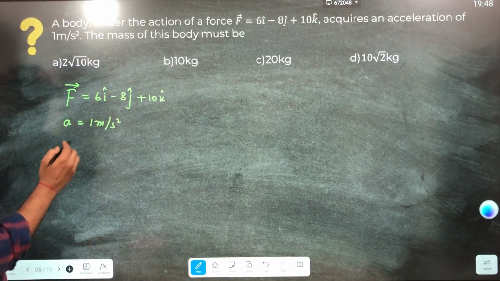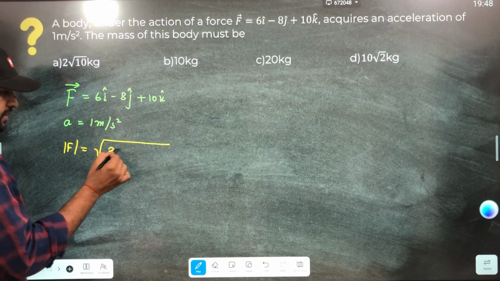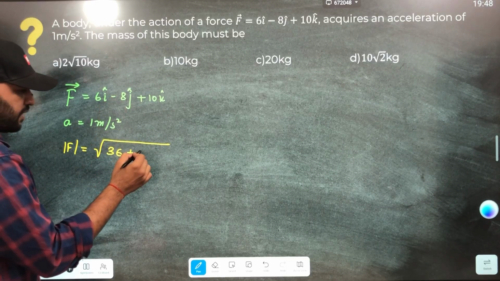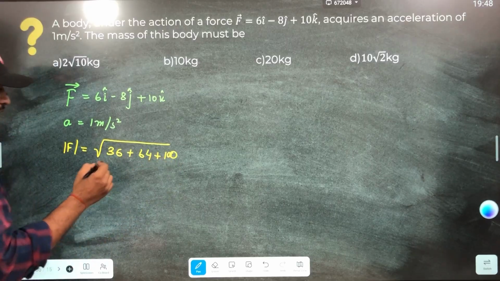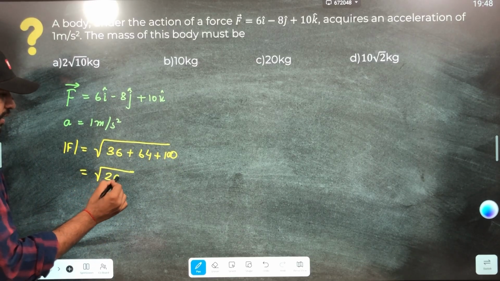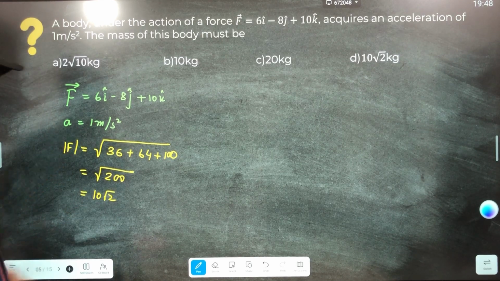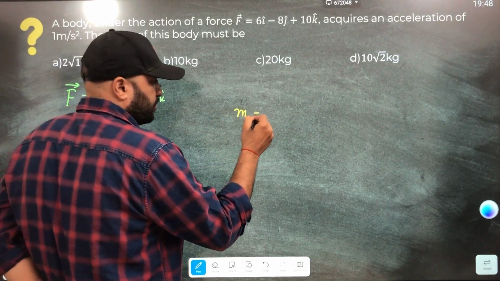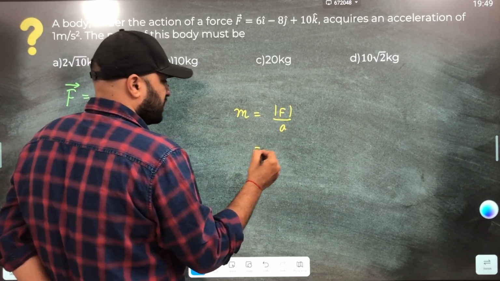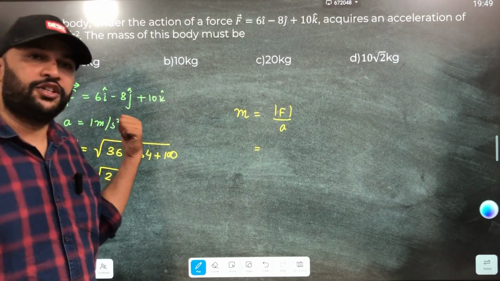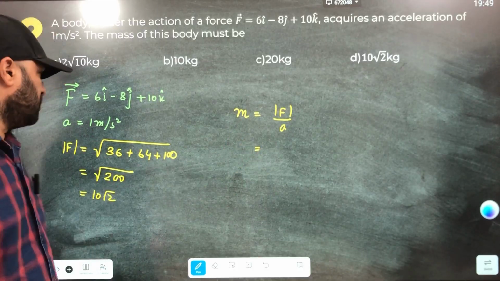So first let's figure out the magnitude of force. The magnitude of force will be root under 6 squared, 36, plus 8 squared, 64, plus 10 squared, 100. This will give you root under 200, and that will be 10 root 2. So 10 root 2 is our force. A is 1. So now we can find mass equals magnitude of force by magnitude of acceleration. If acceleration was given in vector form, in that case also we will convert it into magnitude, right?